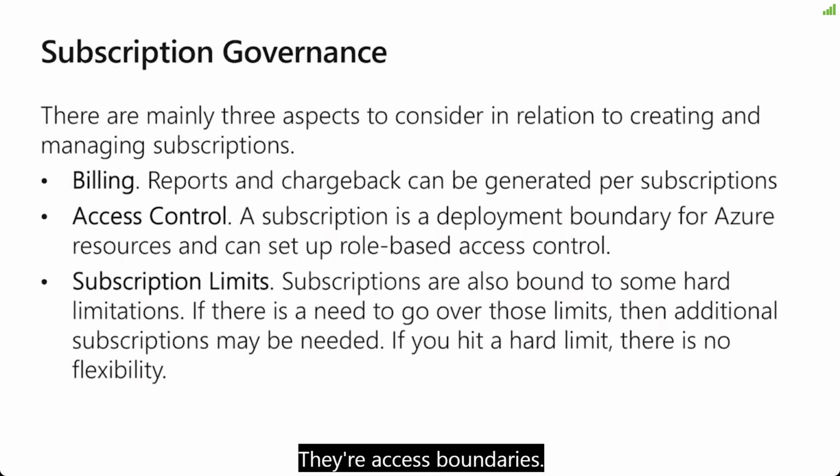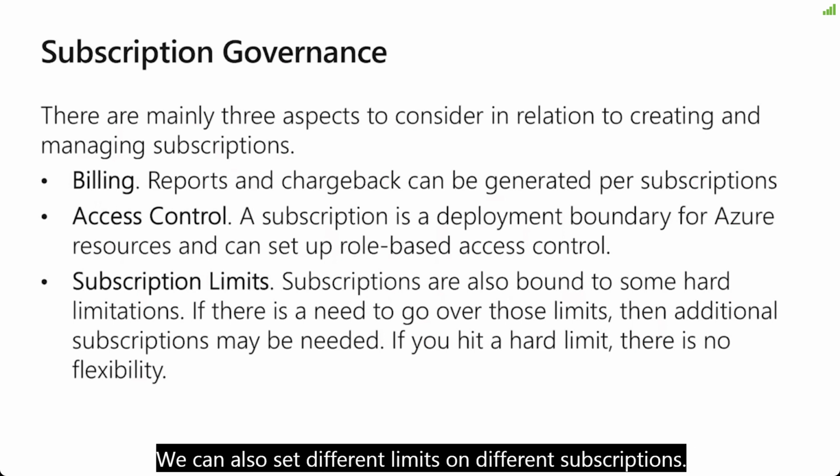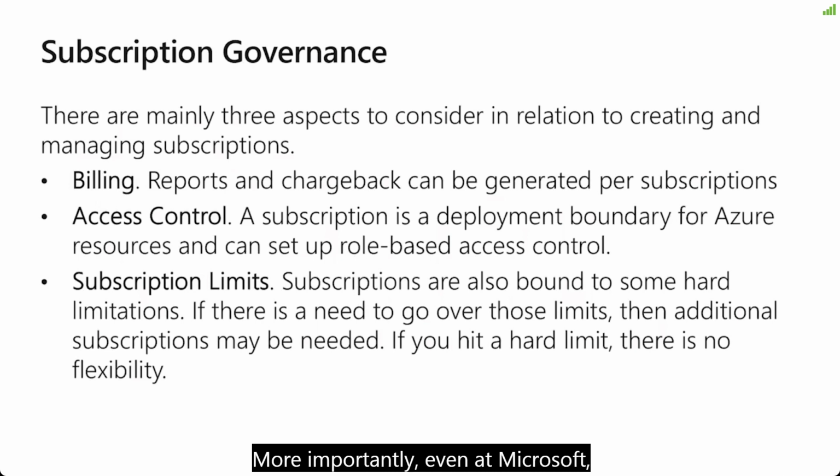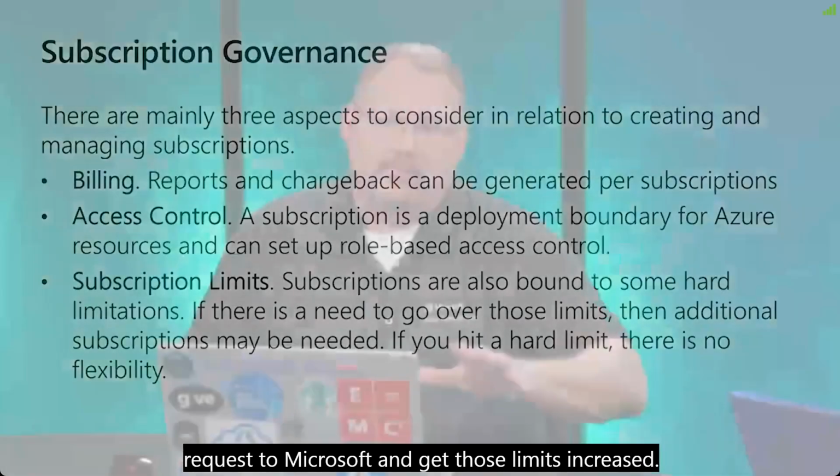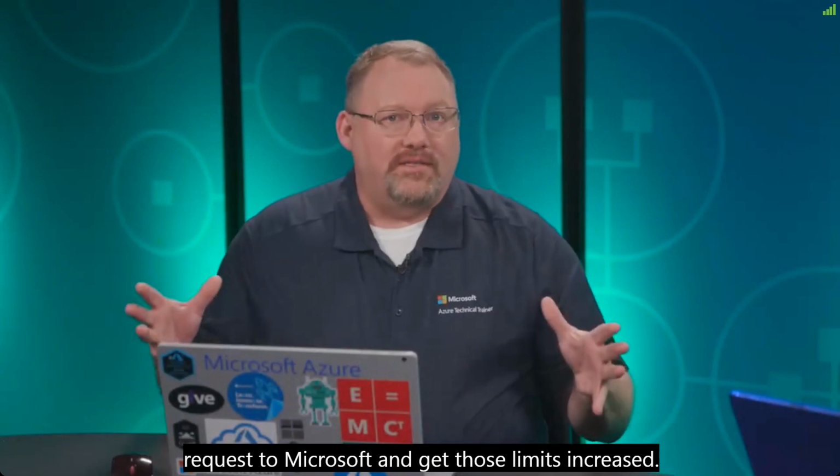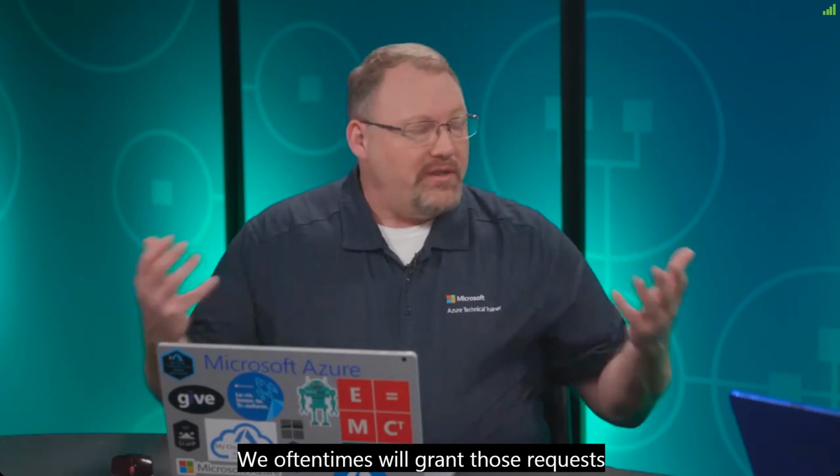There are access boundaries. We can also set different limits on different subscriptions, so we can control how people work with those. More importantly, even at Microsoft, we have limits inside of what you can initially use inside of a subscription. Now, don't worry, even though you might run into those limits occasionally, you can make a simple request to Microsoft and get those limits increased. Hey, I need more virtual networks, or I need more resources, virtual machines. We oftentimes will grant those requests if they're within reason.